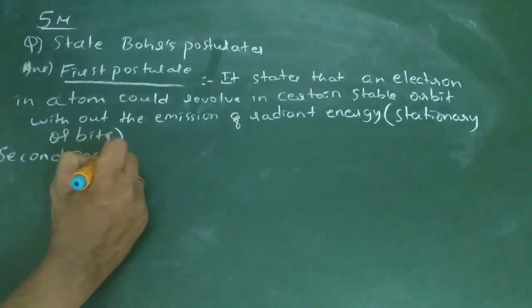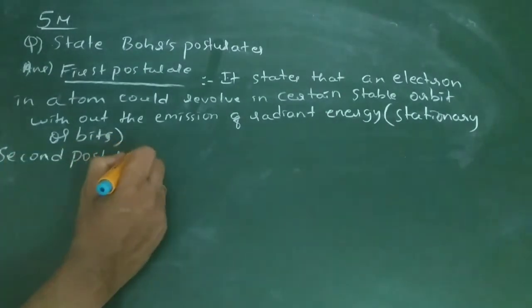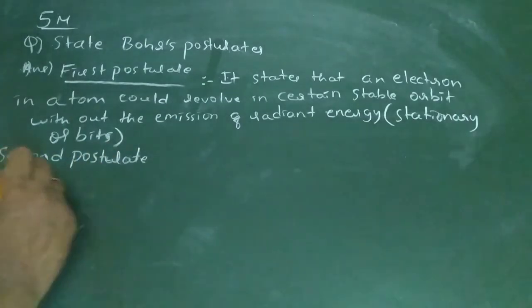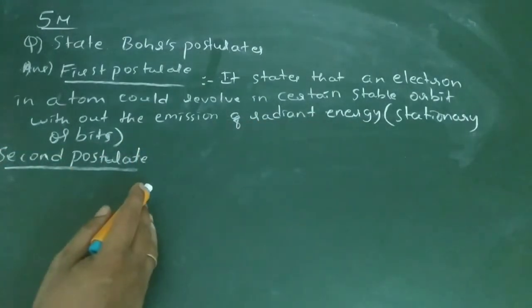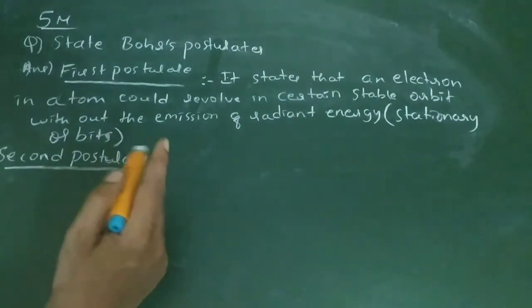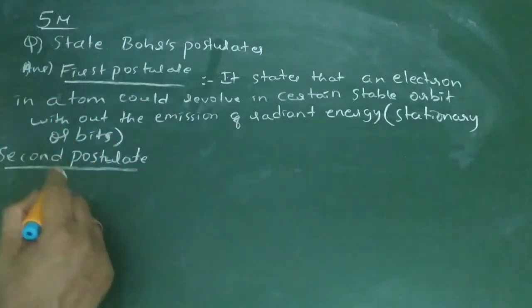What is that? The electrons in an atom revolve around the nucleus in particular non-radiating orbits, or without the emission of radiant energy. This is one way of saying it. Otherwise, we call them non-radiant orbits or stationary orbits.